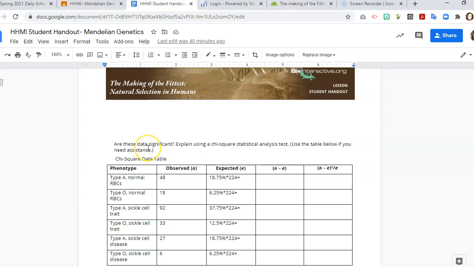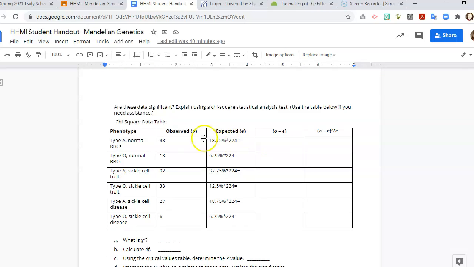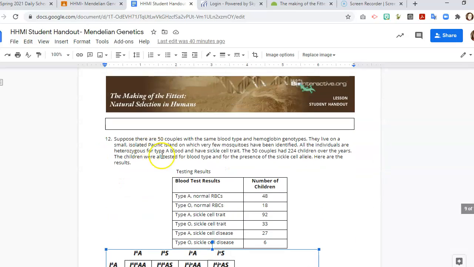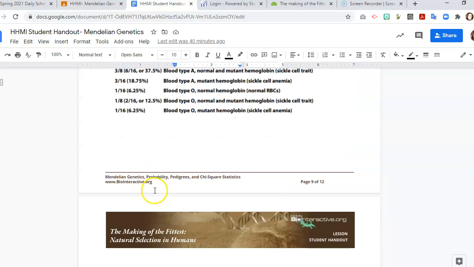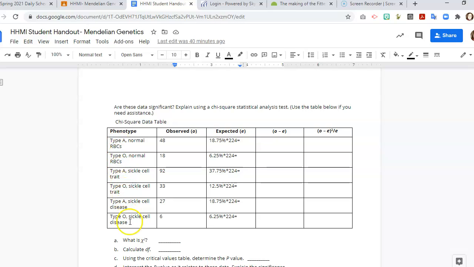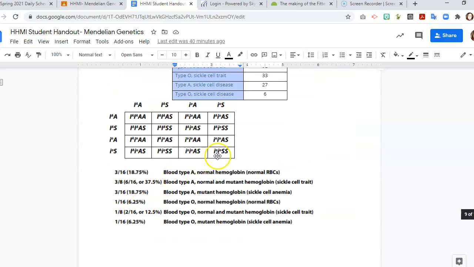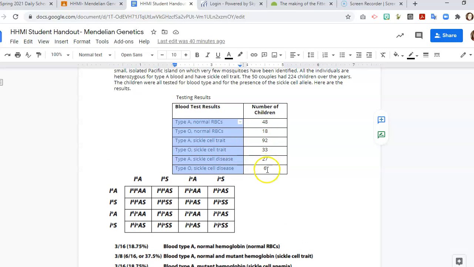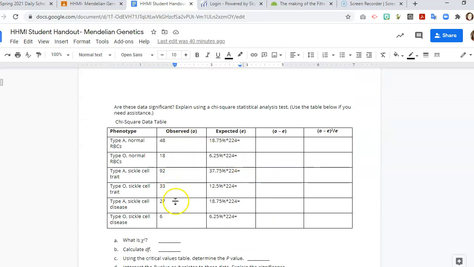I don't know if it's worded weird, but the question is: is this data significant? We're going to explain using a chi-square statistical analysis test. Here's what I did, a quick trick. I copied this and pasted it here so I didn't have to type all of that. You can do the same thing for this column because this is what is observed, and I just pasted it here. That saves you a little bit of time.